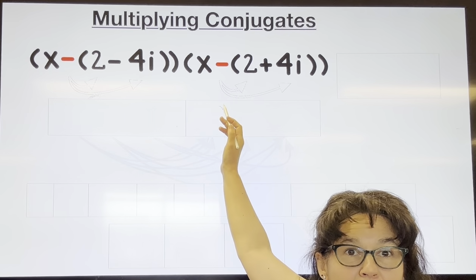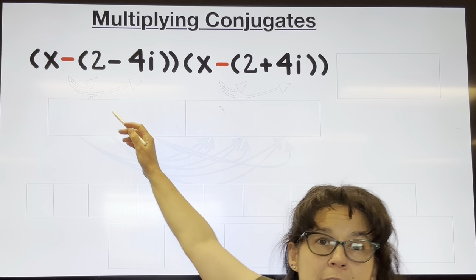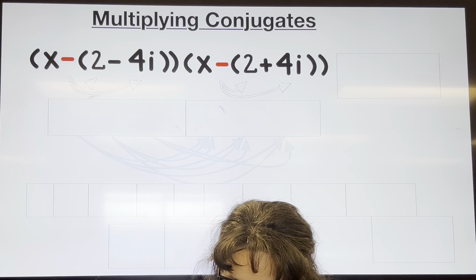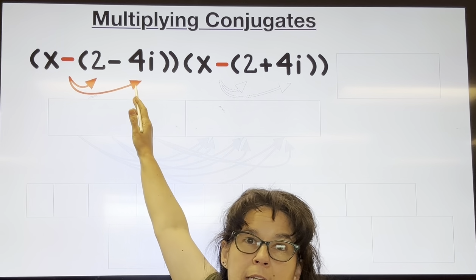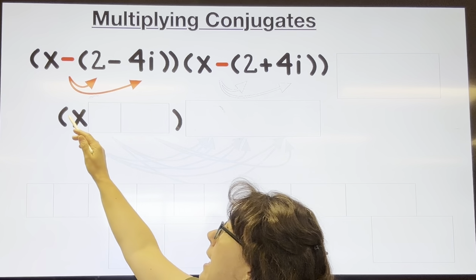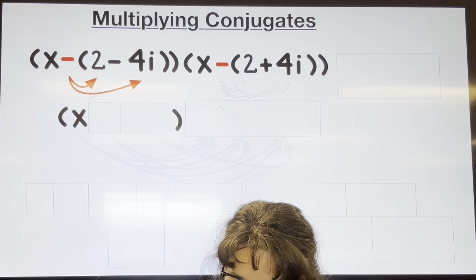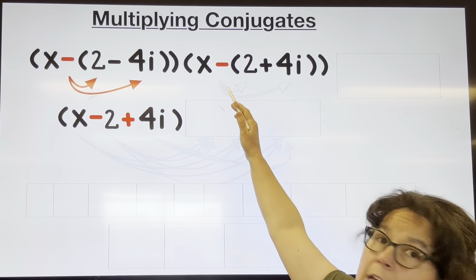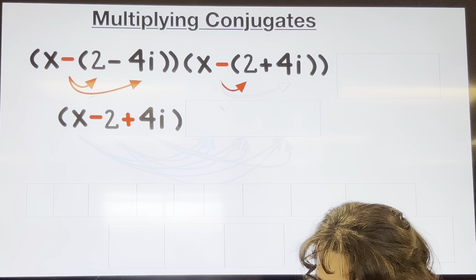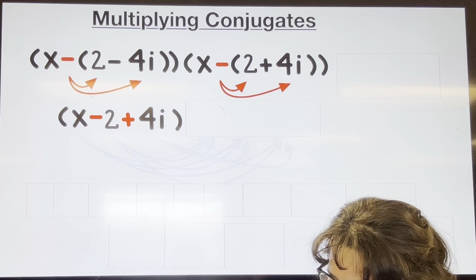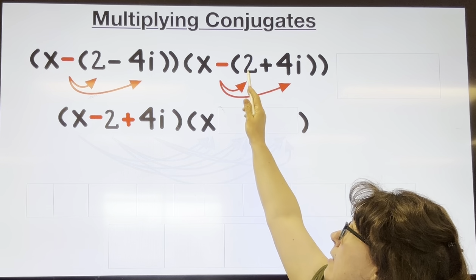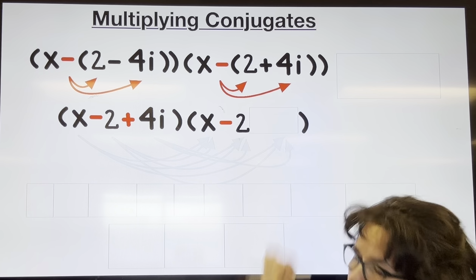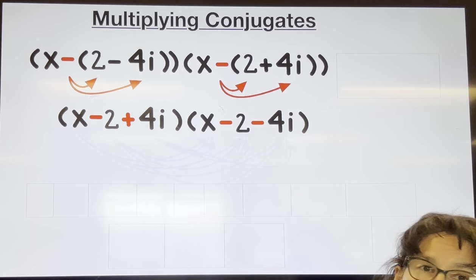We're going to multiply these two conjugates together, and the first step is going to be to distribute this negative through. So let's distribute the negative through the first set of parentheses. I'm going to have x, negative 2, and then negative 4i, so that makes plus 4i. Let's do that again right here, distributing the negative through the set of parentheses. I'm going to have x and then negative 2, and then negative positive 4i, so we have a negative 4i.